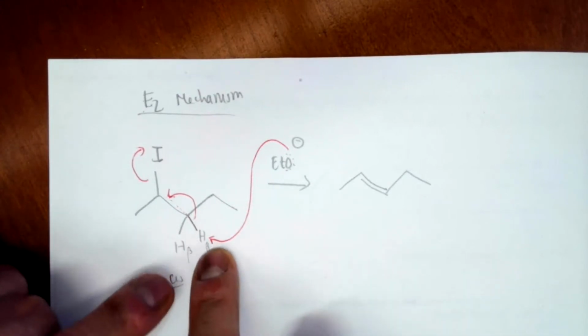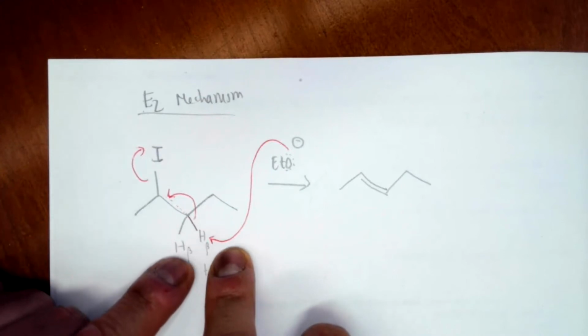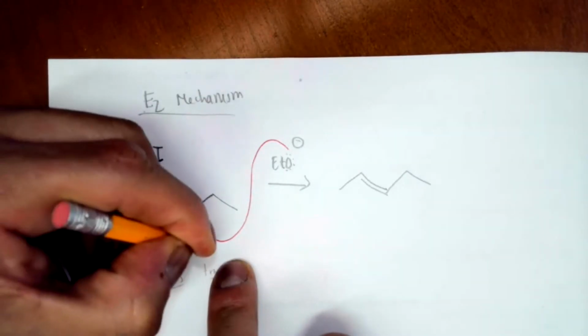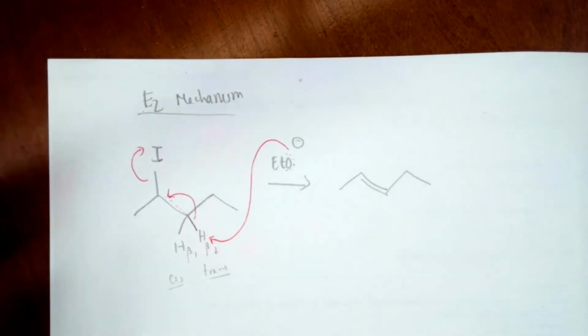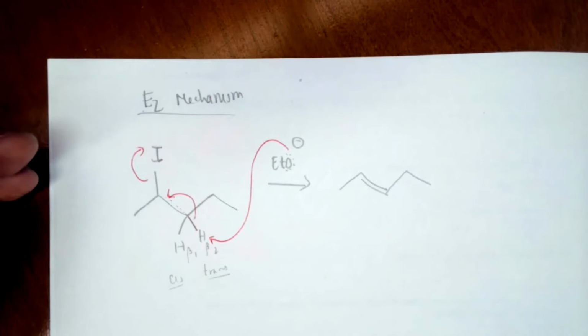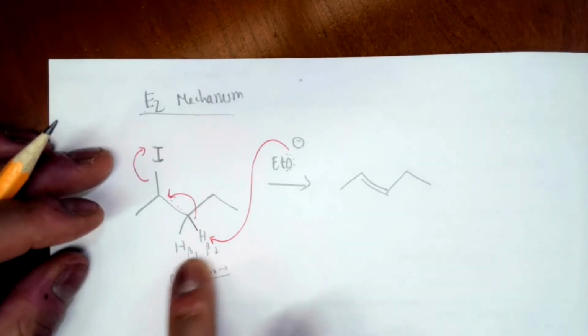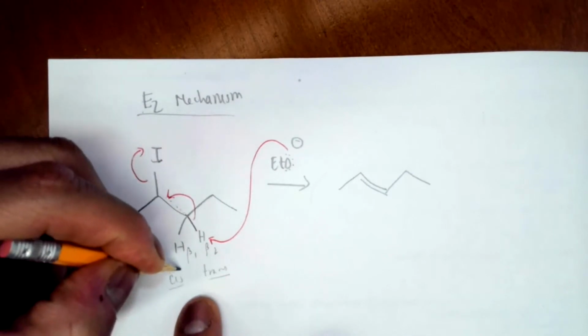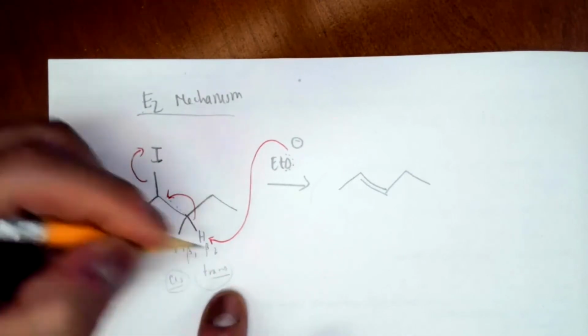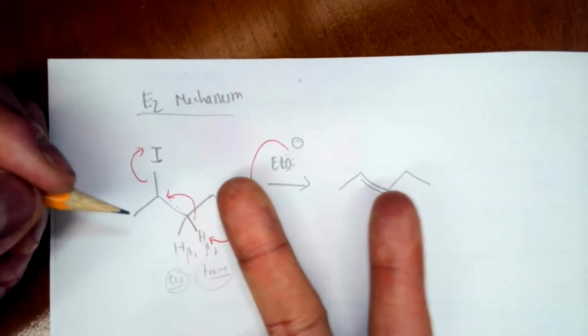But do I need to know? Is there any way I can tell if beta 1 is going to give me the cis, or beta 2 is going to give me the trans? Yes, there is a way. That's why we use Newman projections. But if you have two beta hydrogens, you don't need to. Why? Because you know that one is going to be cis, the other one has to be trans. You only have two options. You only have two hydrogens.